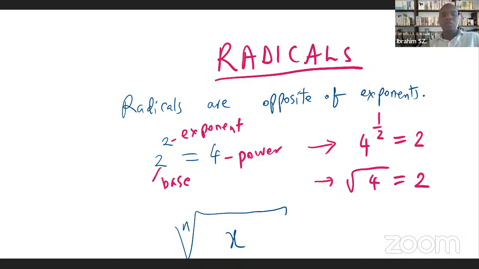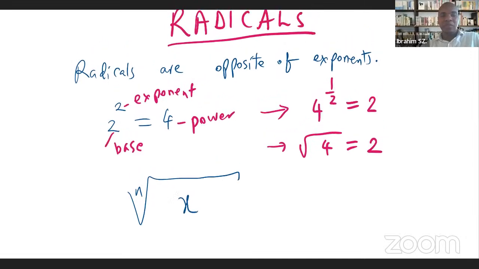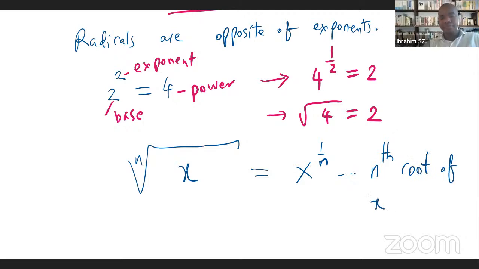So normally radicals, dear students, kwenye radicals generally tunaexpress kwa kutumia symbol hii hapa, ambayo ni equivalent na kuandika x power 1 over n, na how do we read this? Tunasema ni nth root of x. So this is our radical sign.